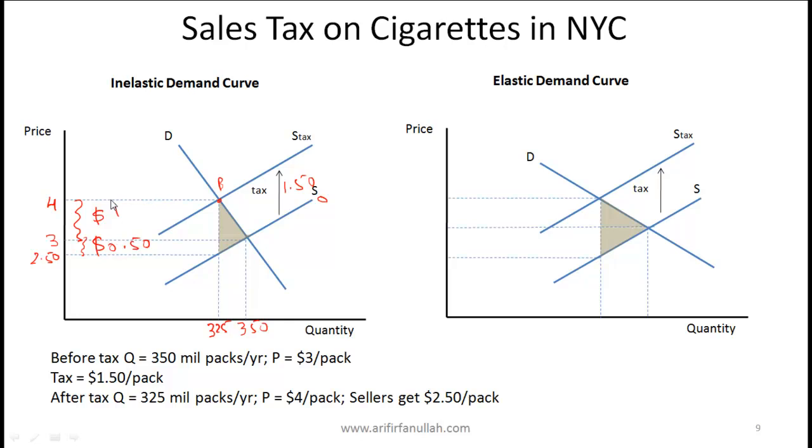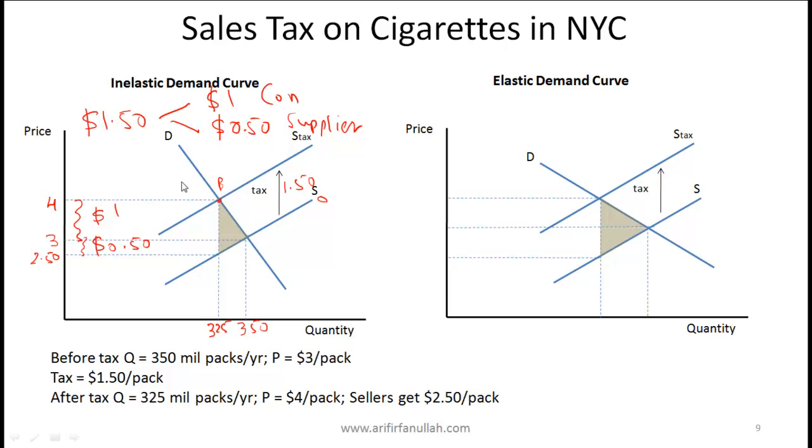So this is for the consumer, and the supplier is effectively paying 50 cents. So the actual incidence is that 2/3 of the tax is borne by the consumer and 1/3 is borne by the supplier. So that's the incidence of taxation. Now what happens if you have a more elastic demand curve, as shown in the picture on the right? Actually, let me just finish this off.